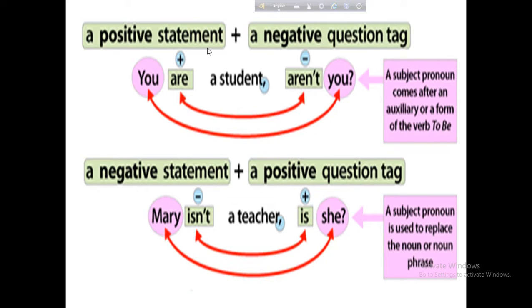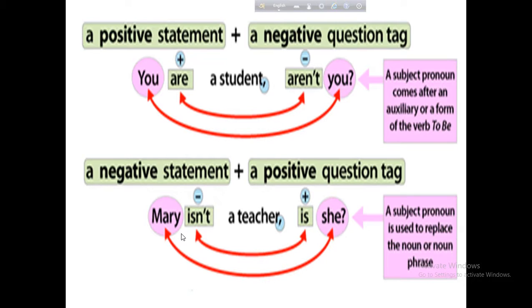So a positive statement, a negative tag question. How? You are a student, aren't you? Here a subject pronoun comes after an auxiliary or a form of the verb to be. So you are a student, aren't you? I have already mentioned several times: affirmative statement, negative tag.